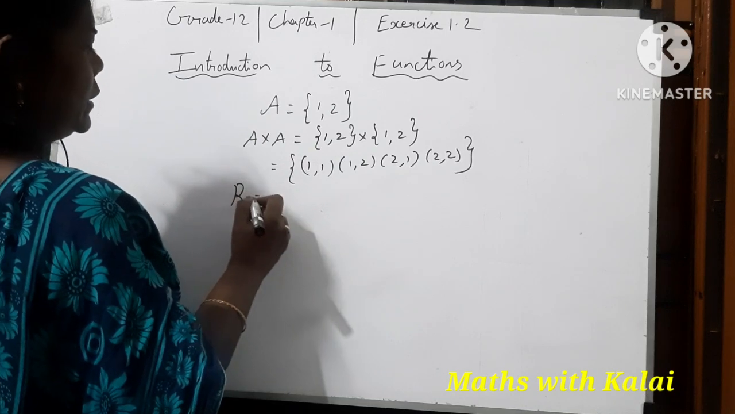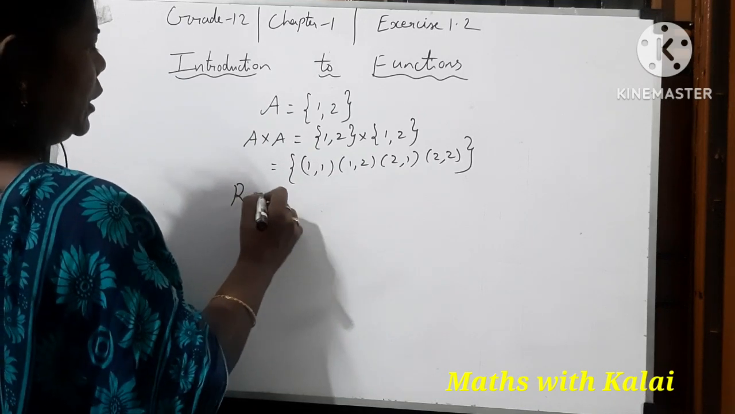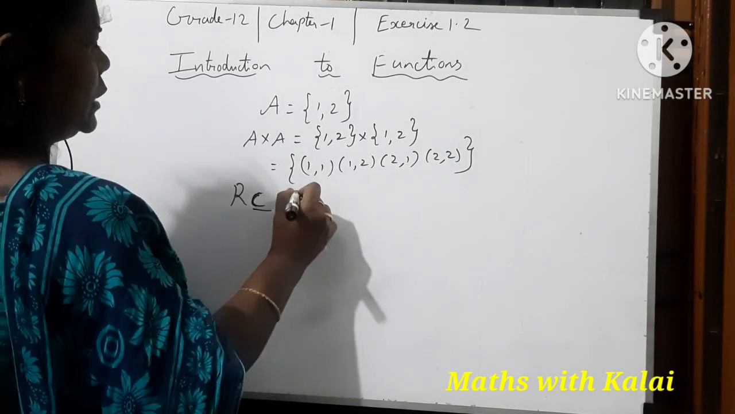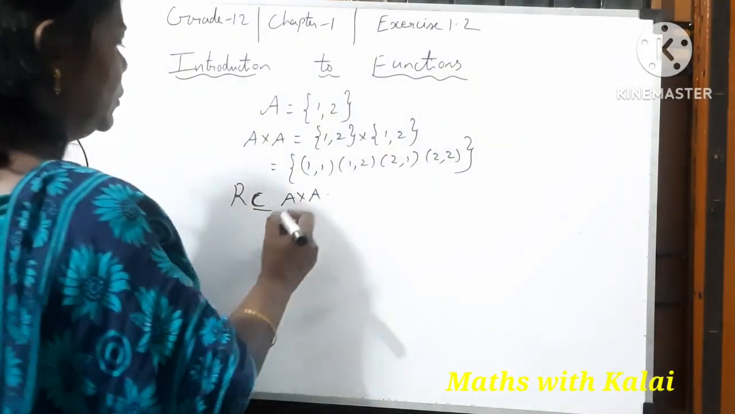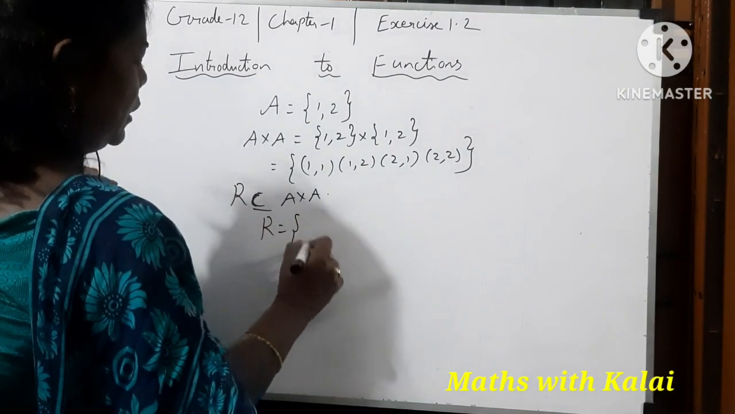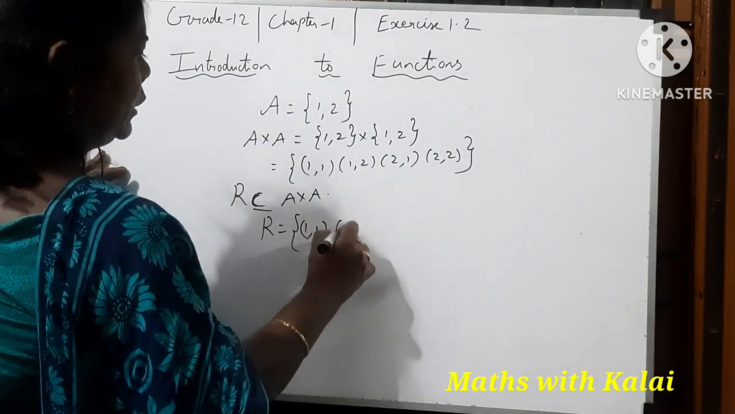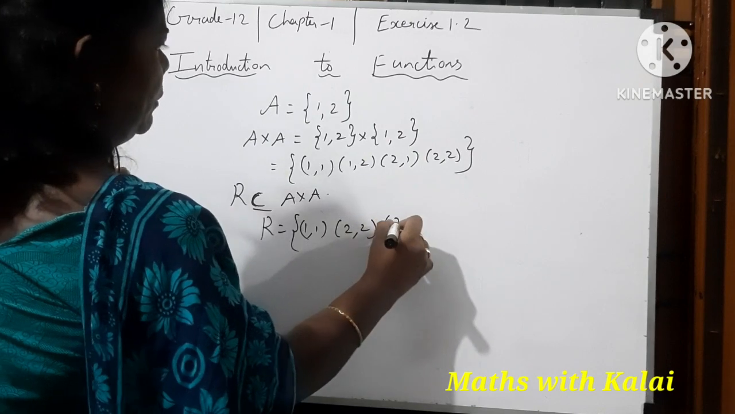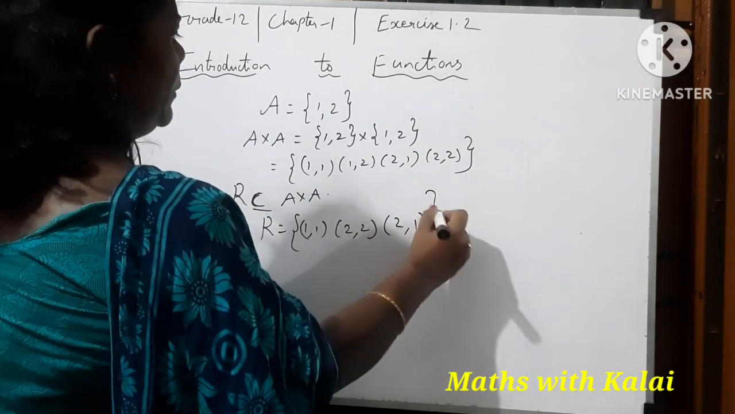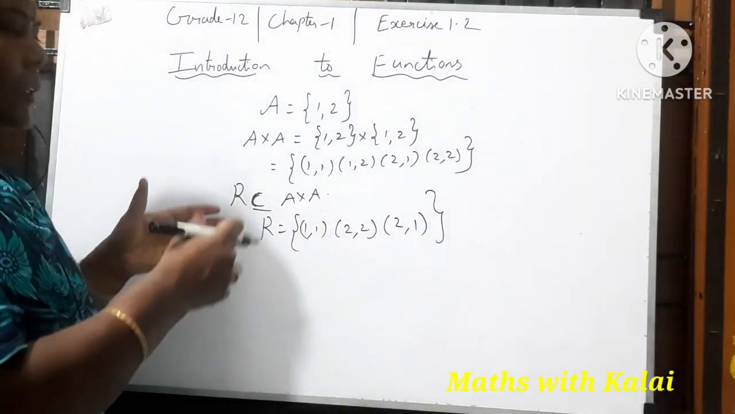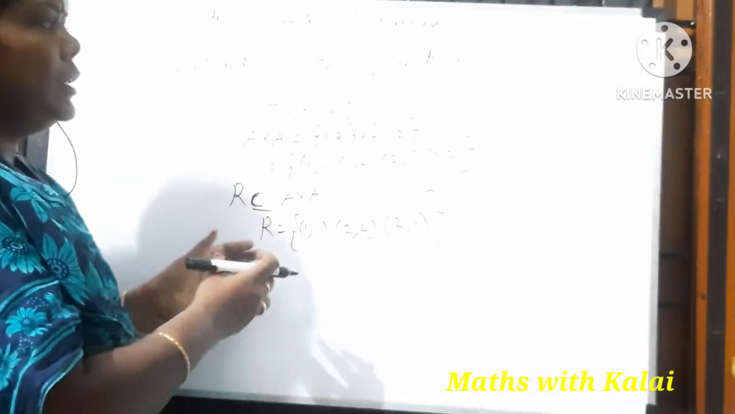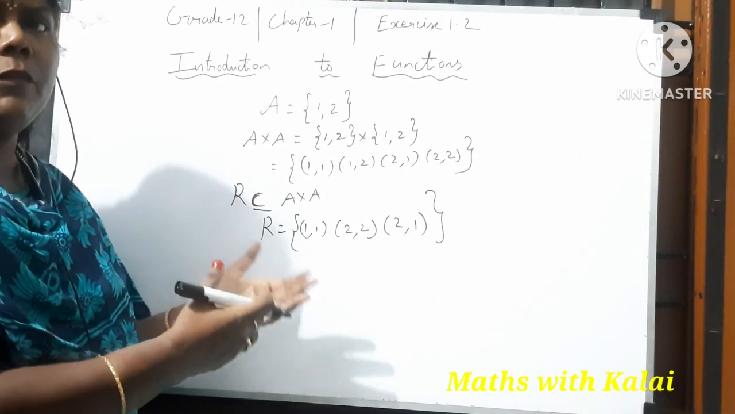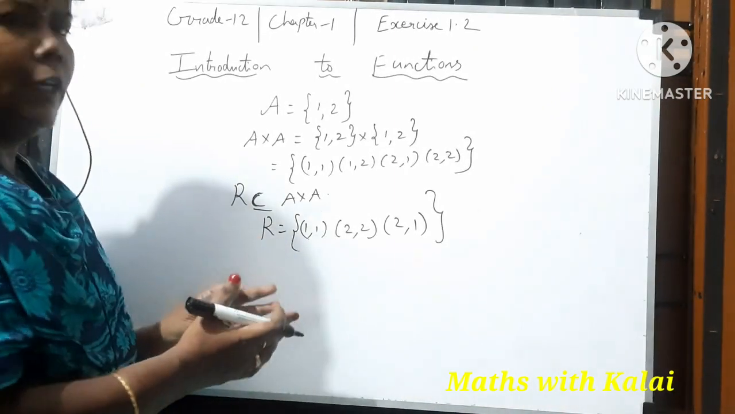Now R is nothing but a subset of A cross A. Suppose I am taking R equal to 1, 1, 2, 2, 2, 1. Like this, if I am considering R, this relation R, what conditions it is satisfying, we have seen in previous classes. Now we are going into the functions.